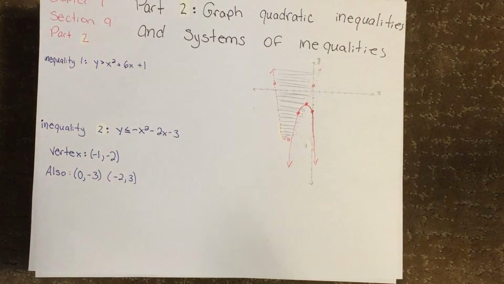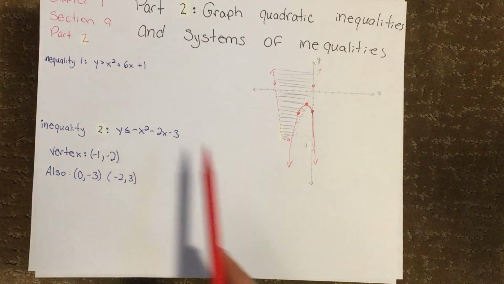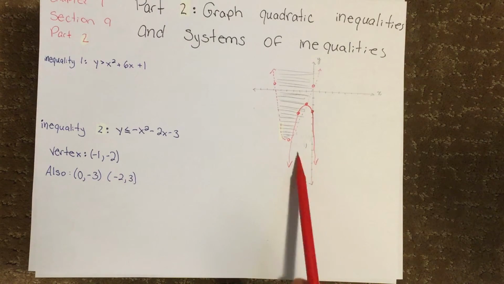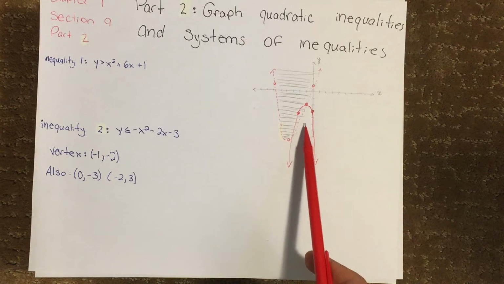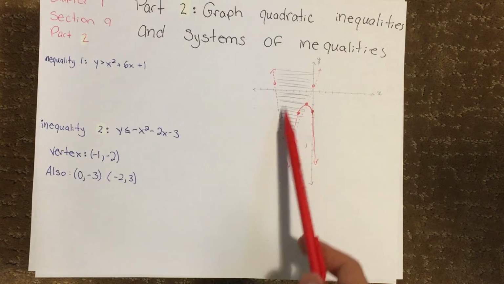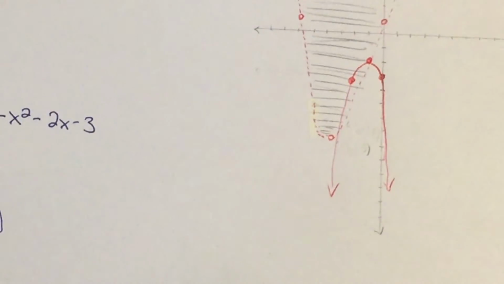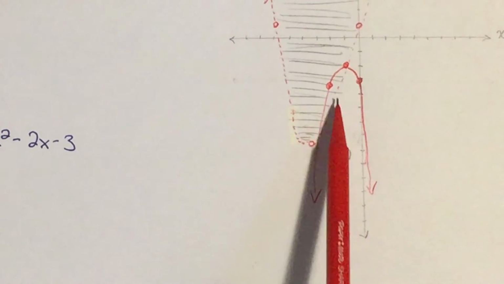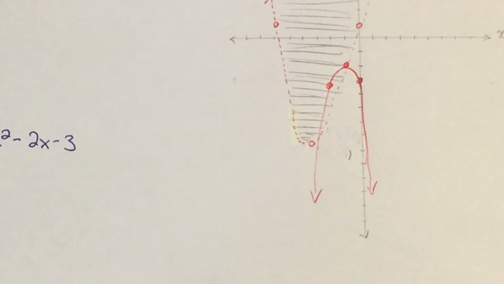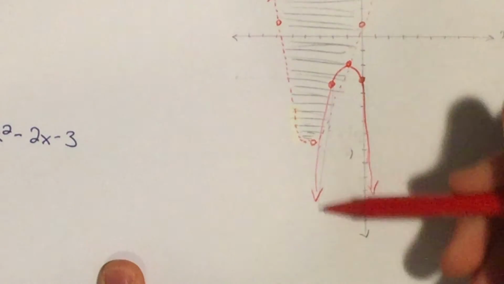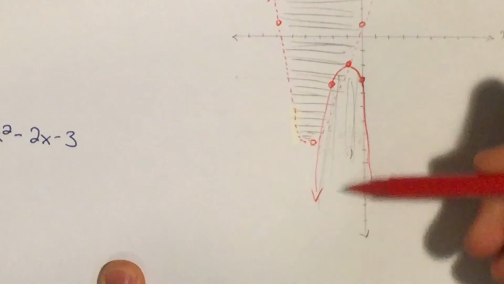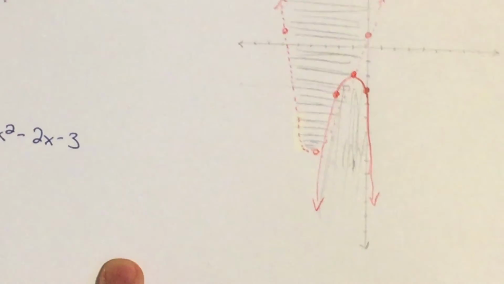And now, because it says y is less than, that means that this area should be shaded in, and see how that includes this tiny part of the parabola right here that doesn't really show itself. This area right here. So that part is included.